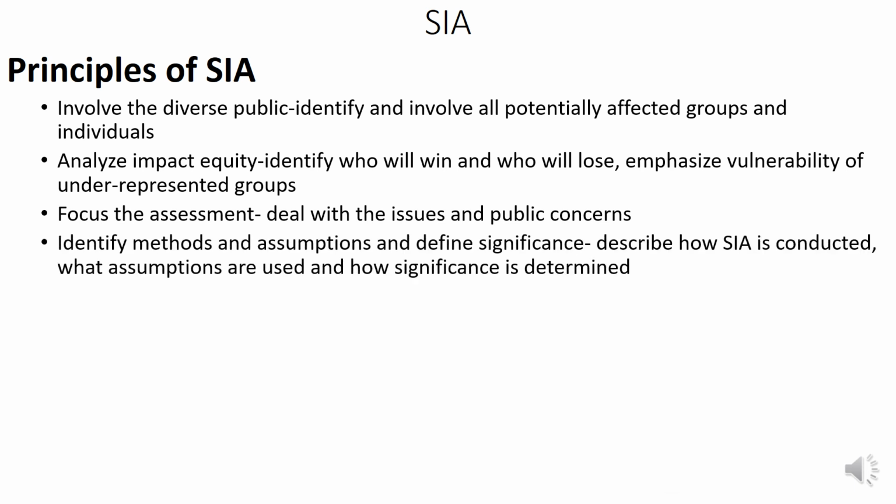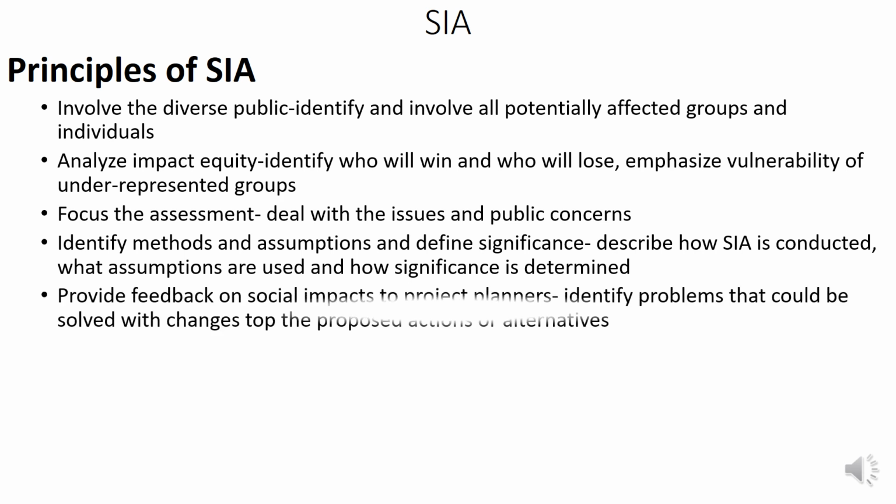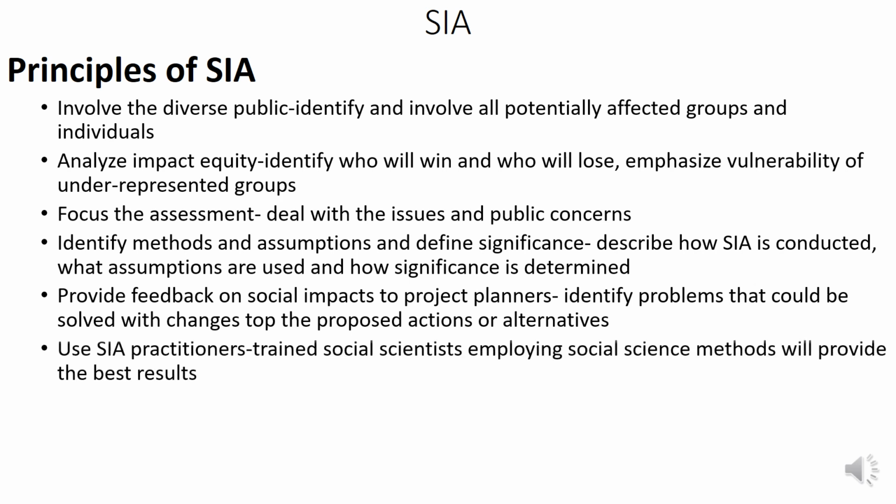Then you also need to identify methods and assumptions and also define their significance when you are looking at social impact assessment. You need to also develop a way of providing feedback on social impact to project planners. Here you are looking at ways of identifying the problems that could be solved with changes to the proposed action or alternatives.